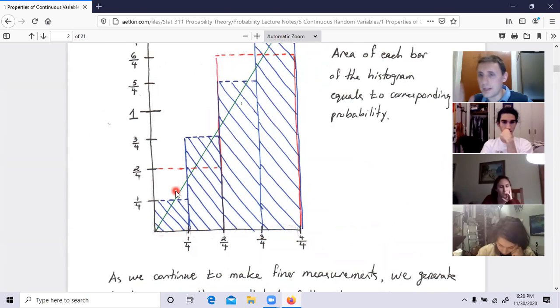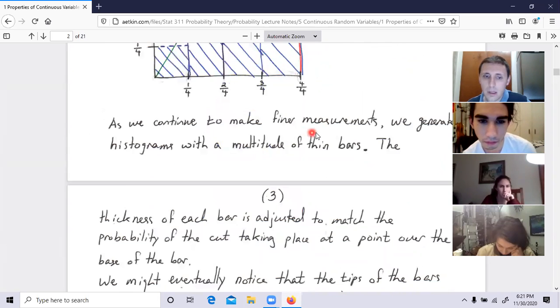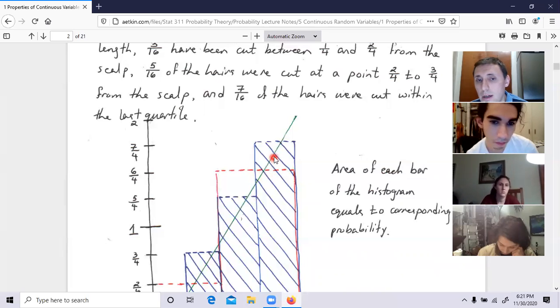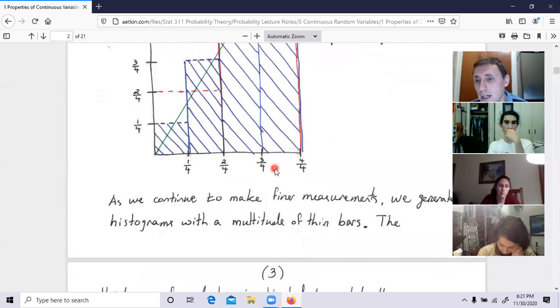You understand? So the bars become very thin and they become almost like a line with a point, and then you see a picture of a line. Those multiple thin bars generate a picture of the curve. In this case, the curve is y equals 2x. Okay. So all you did is you made your observations more sensitive, and so those thick blue bars are actually thin lines. Or they look like thin lines, and then you have the curve.